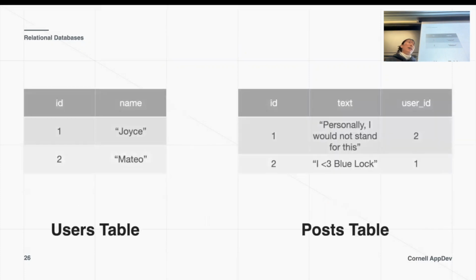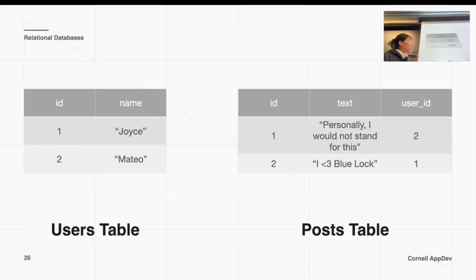So let's think about users and posts, right? If we're using Instagram as our particular example, here we have two tables. We have a user table and a post table. And the users are me and Mateo, and the posts are potentially something we'd post on Instagram or some kind of social media platform.